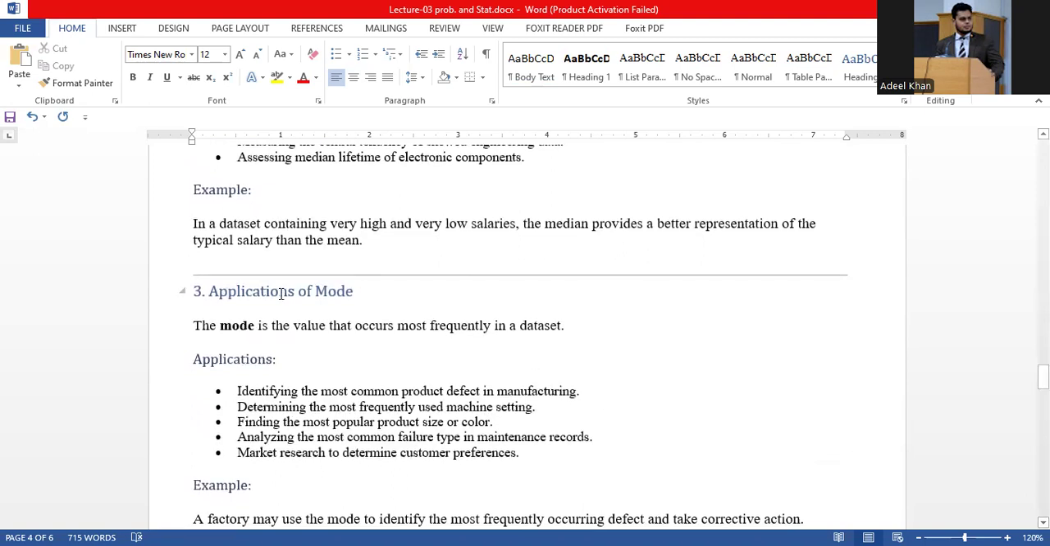Application of mode, coming towards the third topic: the mode is the value that occurs most frequently in a data set. And what are their applications? Identifying the most common product defect in manufacturing, determining the most frequently used machine setting, finding the most popular product size or color, analyzing the most common failure type in maintenance records, market research to determine customer preferences. So these are the applications of mode.